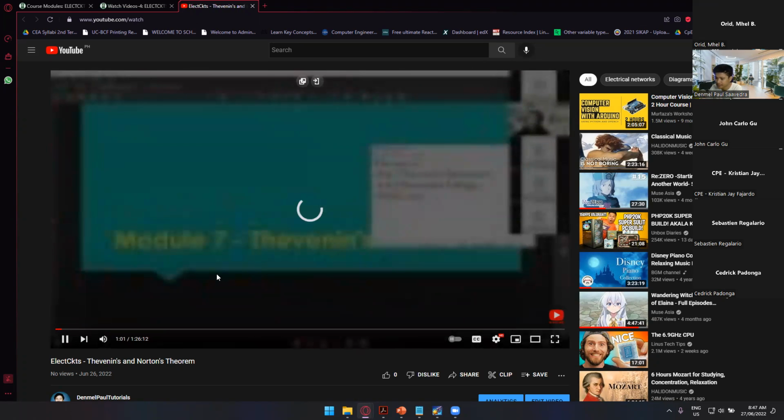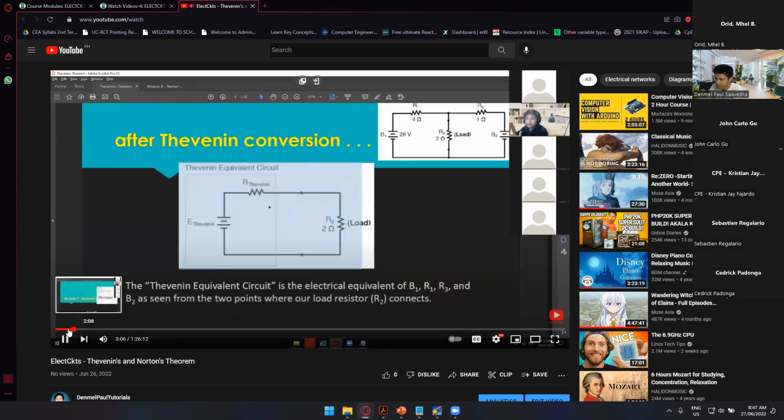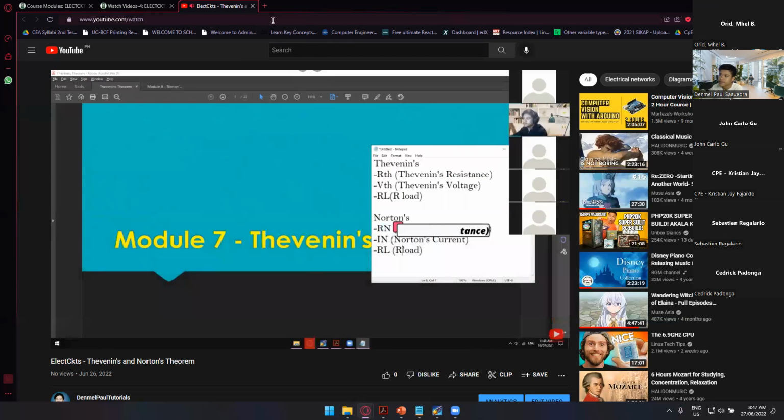We did have a correction right here, but I already edited this one. In here, this one should be Norton's resistance. And I think I edited this one. Yeah, there you go. Instead of Thevenin's, this should be Norton's resistance. Those are just the labels for Thevenin's resistance, Thevenin's voltage, and the other quantities.